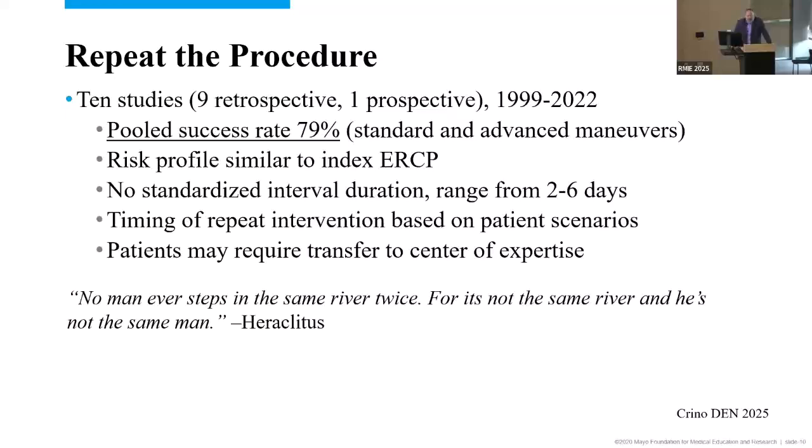Going back to 1999 up until 2022, there's 10 studies with a pooled success rate of nearly 80% using standard and advanced cannulation maneuvers without EUS. That's an incredibly high rate and something that we should realize, this may be the best approach for our patients. The risk profile in the follow-up ERCP is really no different than the risk of the index ERCP.